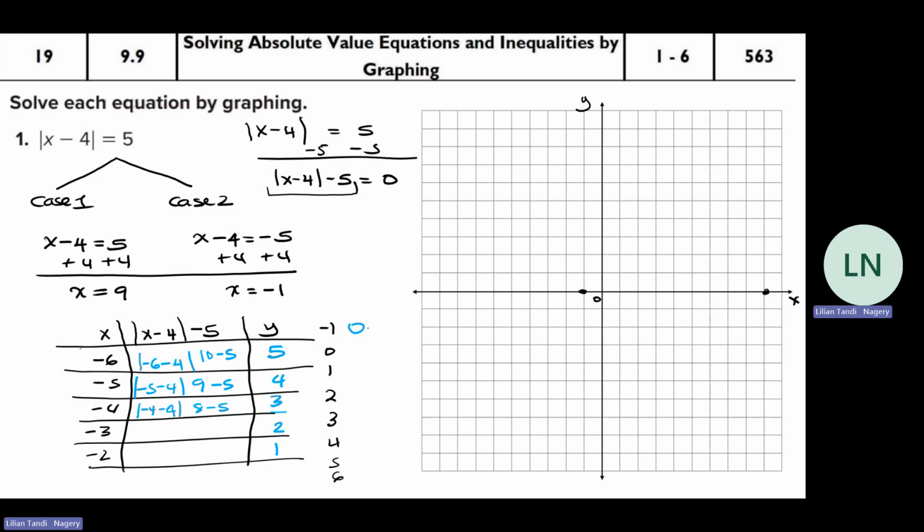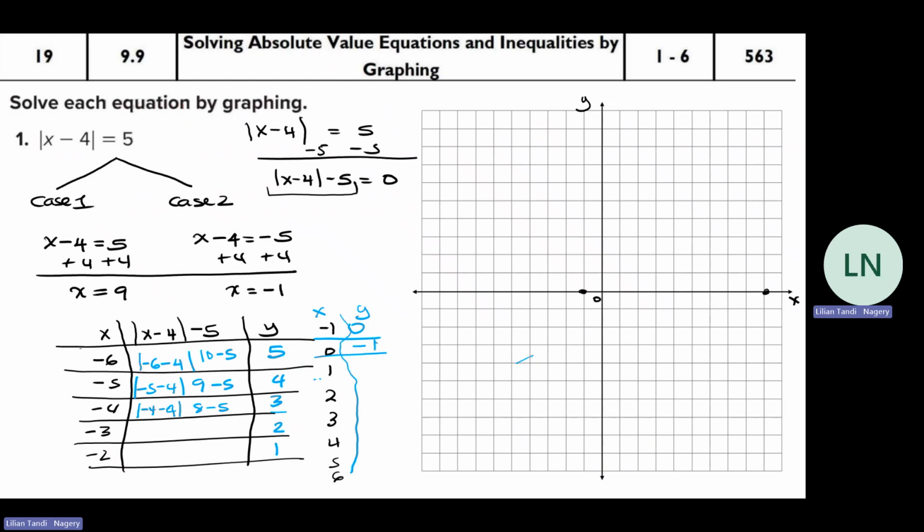How do I know I'm correct? Here. This is x, this is y. How do I know I'm correct? Here is negative 1, 0. You see the point? It's there. Okay, now I do it with 0. 0 minus 4 will be negative 4. Negative 4 cannot be negative, so 4 minus 5 will be negative 1. Okay, so here my graph is changing. It was all positive and now it's starting to become negative.